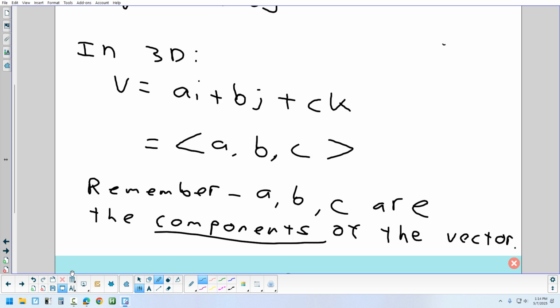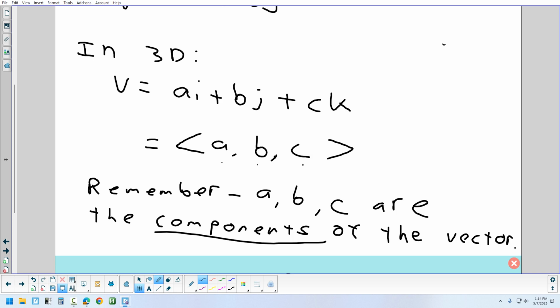So the a, the b, and the c, those are the components. Again, I'm not going to say horizontal and vertical. I'll say the x-axis, y-axis, or z-axis component. Those are the 3. Which one's your favorite? Z. Why? It's just more fun, because it's at the end of the alphabet.